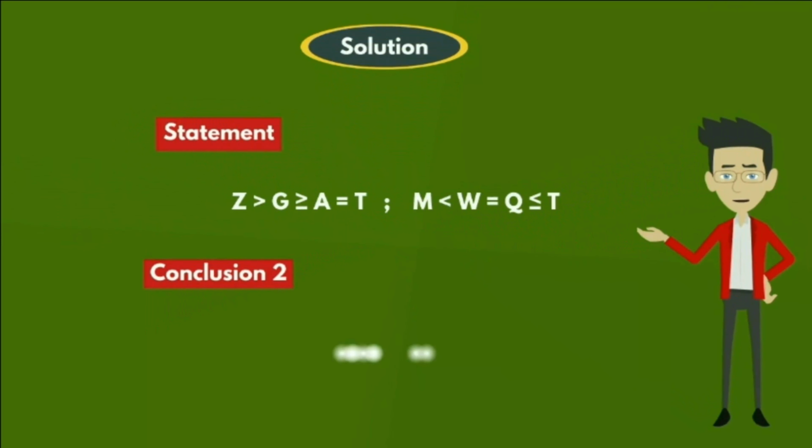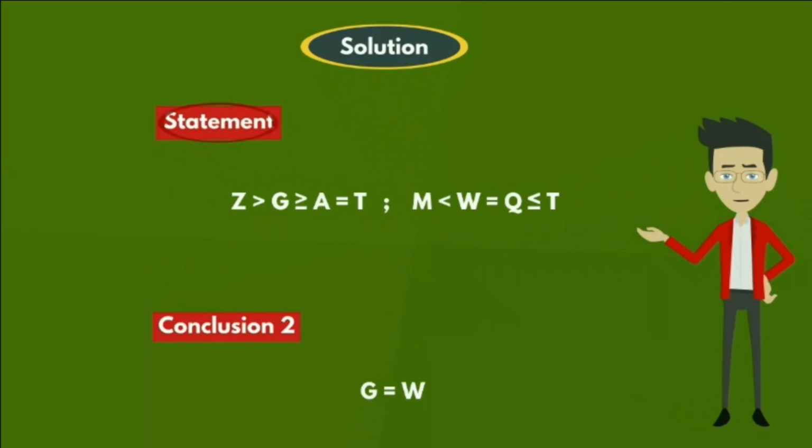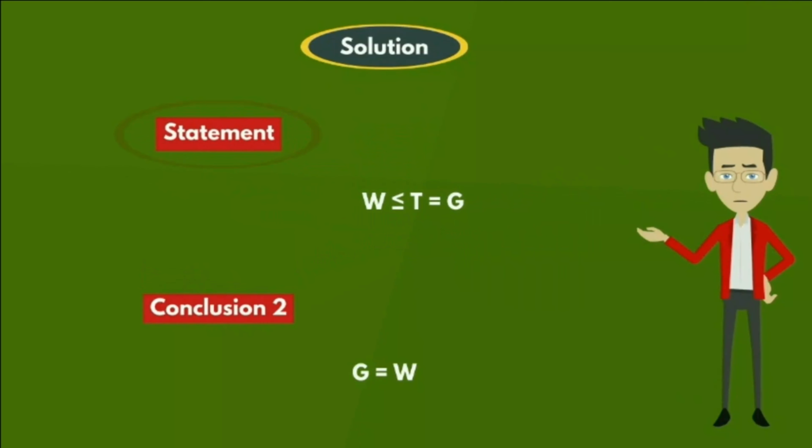Conclusion 2. G equal to W. Here in these statements, we don't have a direct relation between G and W, but we can combine these statements. Here we have a relation from G to T and T to W. So we will get a relation from G to W. Here in this statement, G equal to T. So here W less than or equal to T equal to G.